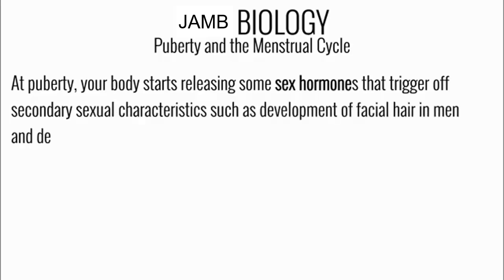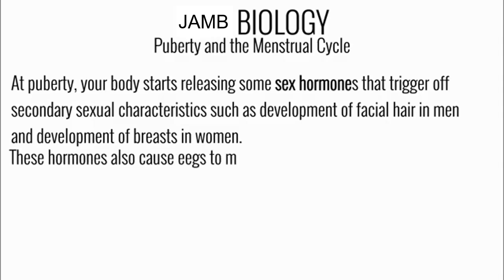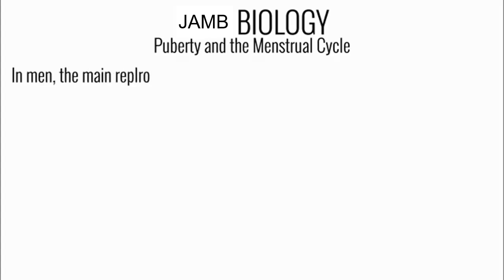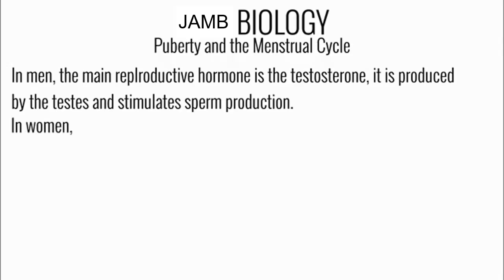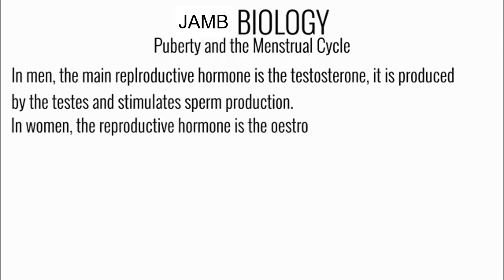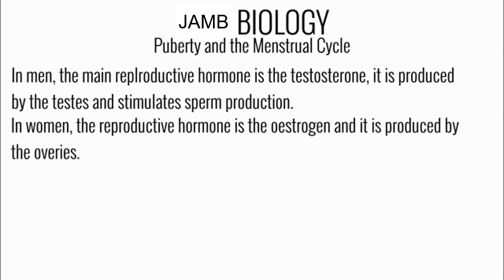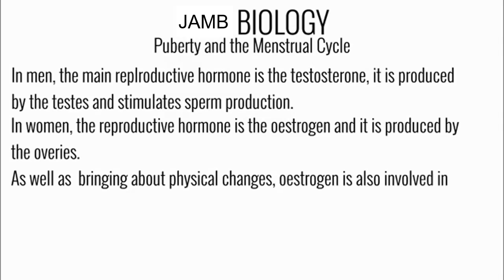At puberty, your body starts releasing some sex hormones that trigger secondary sexual characteristics, such as the development of facial hair in men and the development of breasts in females. These hormones also cause eggs to mature in women. In men, the main reproductive hormone is testosterone, and it's produced by the testes and stimulates sperm production. In women, the reproductive hormone is estrogen, produced by the ovaries. As well as bringing about physical changes, estrogen is also involved in the menstrual cycle.